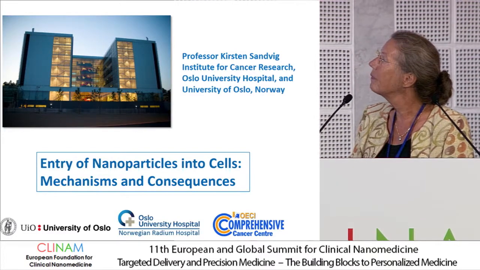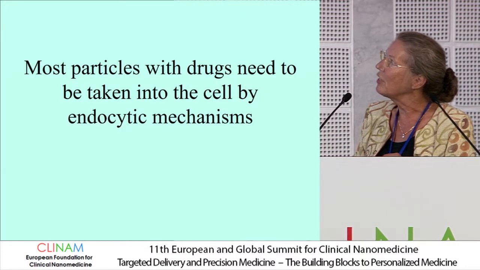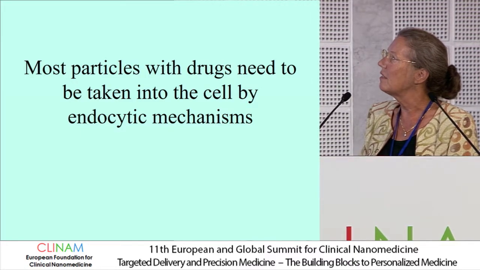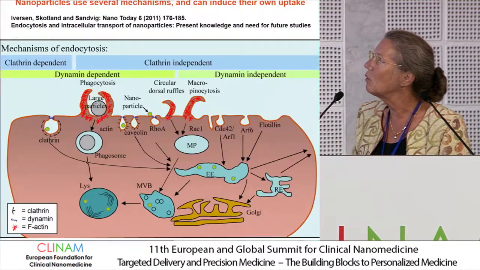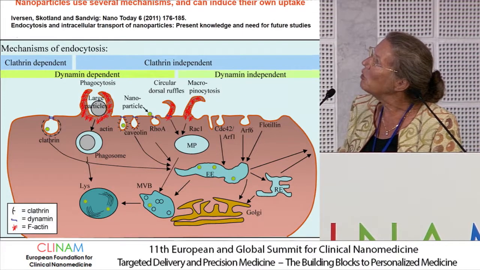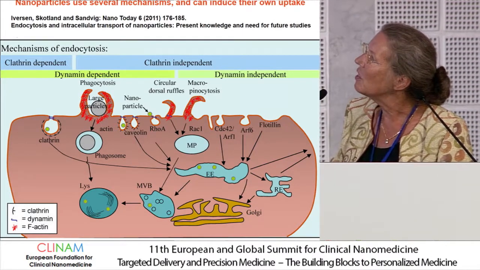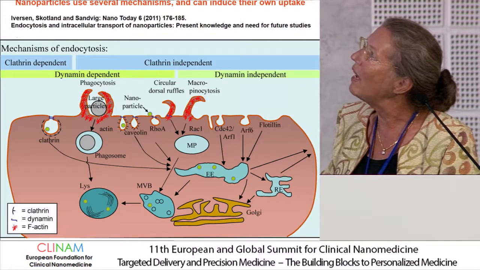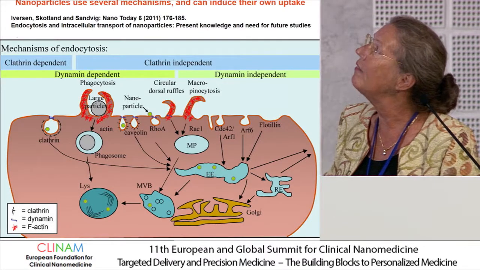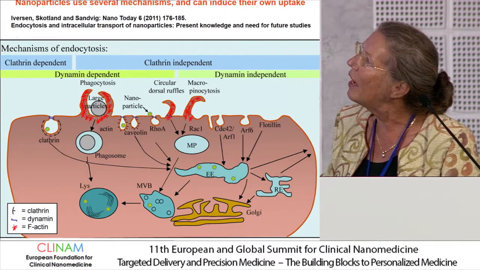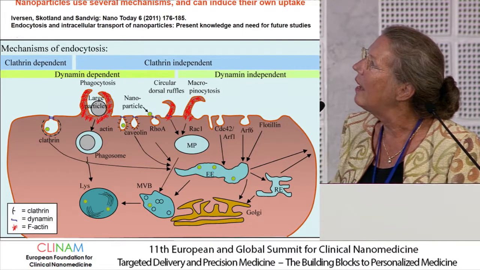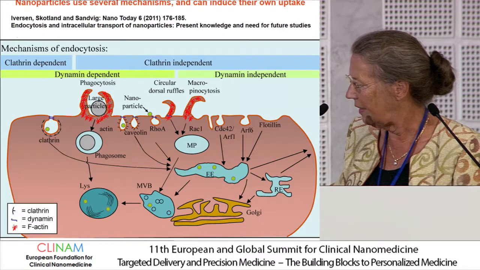And most nanoparticles with drugs need to be taken into cells by endocytic mechanisms. And now it's known that we do have a number of different endocytic mechanisms in cells. Here is demonstrated that you have these various forms and that the nanoparticles may use several mechanisms. And I will come back to that they can even induce their own uptake. So dynamin-dependent or independent, clathrin-dependent or independent, and you see that illustrated here.